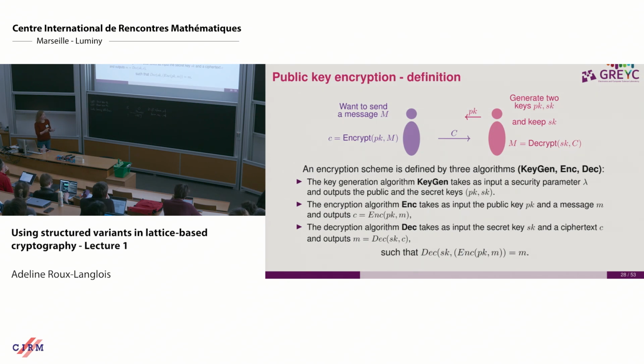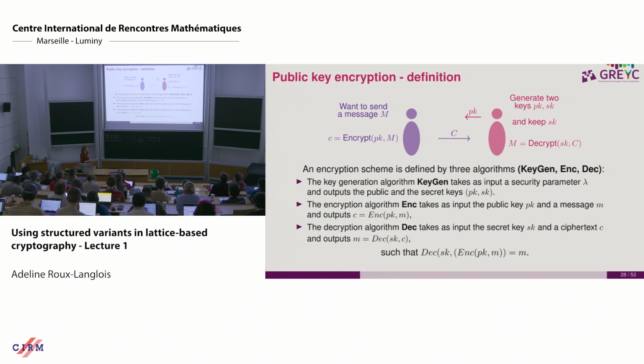So the KeyGen algorithm generates the key. The encryption algorithm takes the public key and the message and outputs the ciphertext. And the decryption algorithm takes the secret key and the ciphertext and outputs the message. What you want is when you decrypt with the secret key a message encrypted with the public key, you recover the same message. That's what we call the correctness. You want the scheme to be correct. Then when you send a message to someone, this person receives it and he receives the right message.